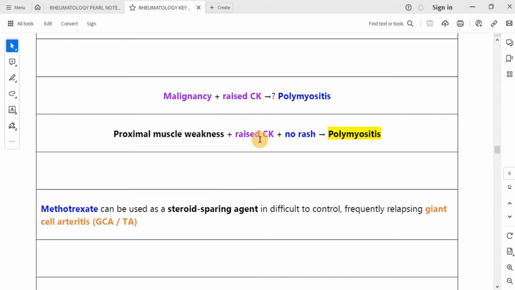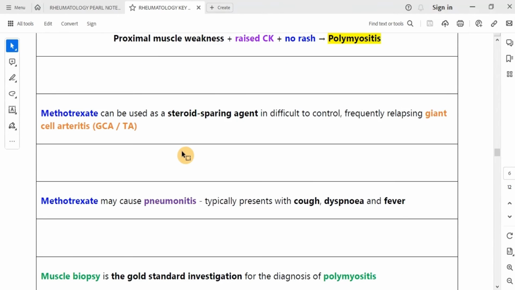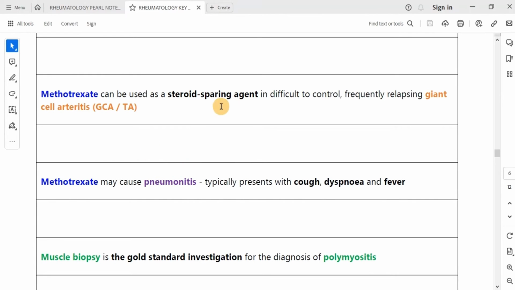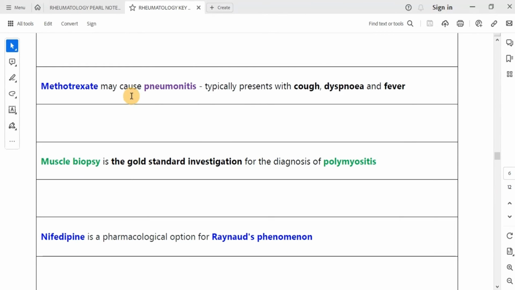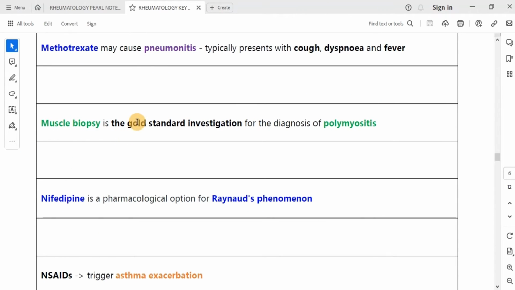Then Gottron's papules, think of dermatomyositis. Methotrexate can be used as a steroid-sparing agent in difficult to control, frequently relapsing giant cell arteritis. Methotrexate may cause pneumonitis, typically presenting with cough, dyspnea, and fever. Muscle biopsy is the gold standard investigation for the diagnosis of polymyositis.